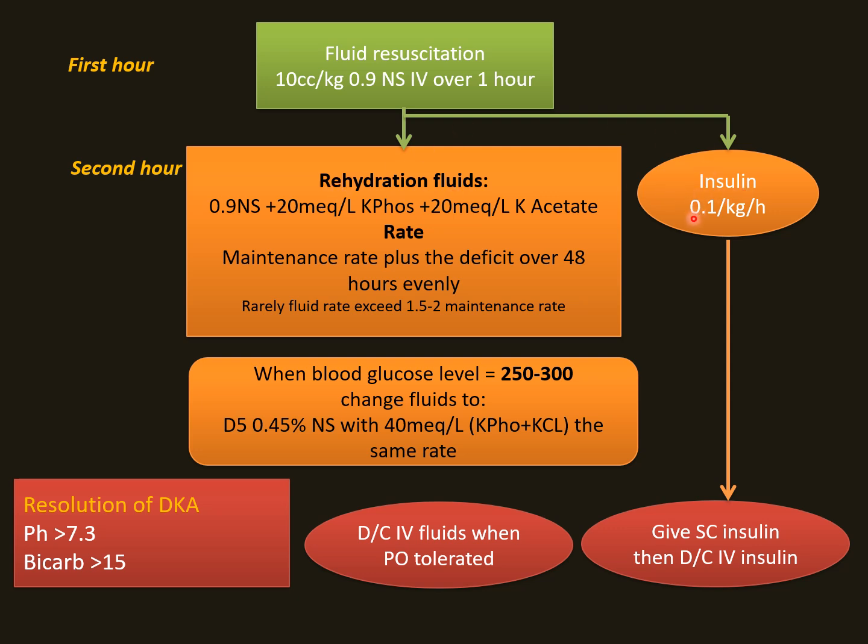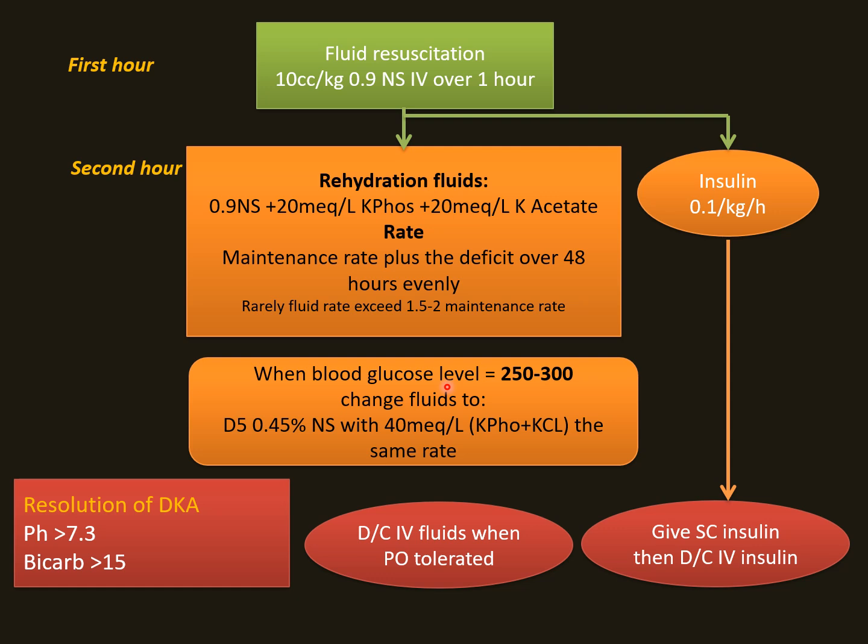Insulin will be 0.1 per kilo per hour, and the rehydration fluid is normal saline, no sugar, plus 40 mEq of potassium. This can be divided into 20 of potassium phosphate and 20 of potassium acetate, and the rate will be the maintenance for each 24 hours normally plus the deficit divided evenly over 48 hours. Rarely does the fluid rate exceed 1.5 to a maximum of 2 times maintenance.